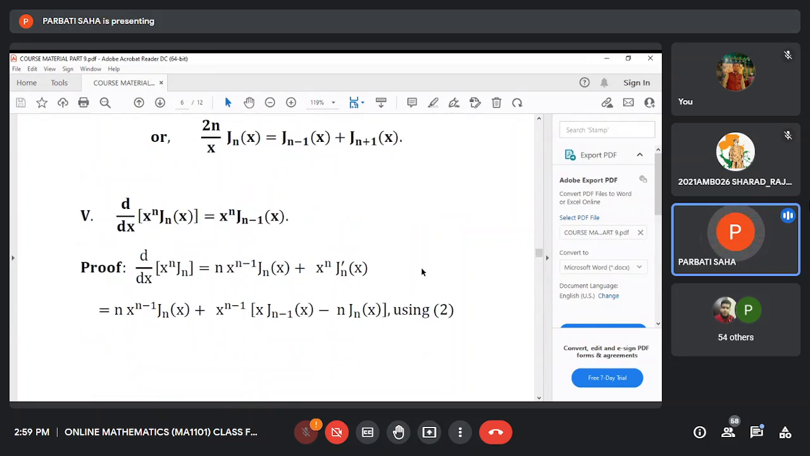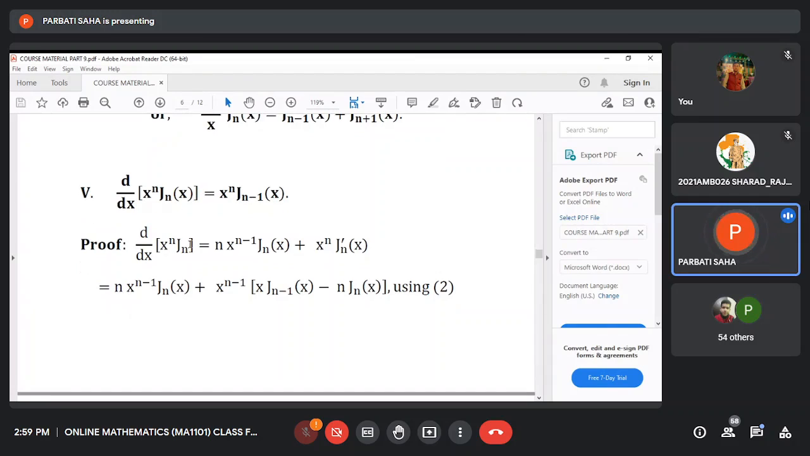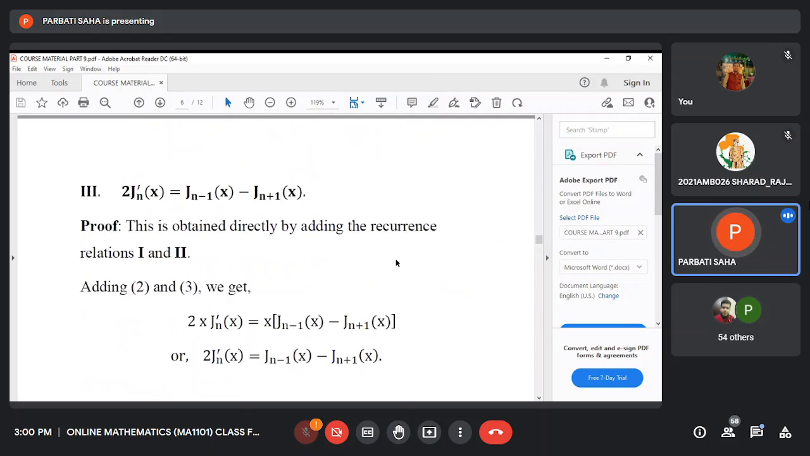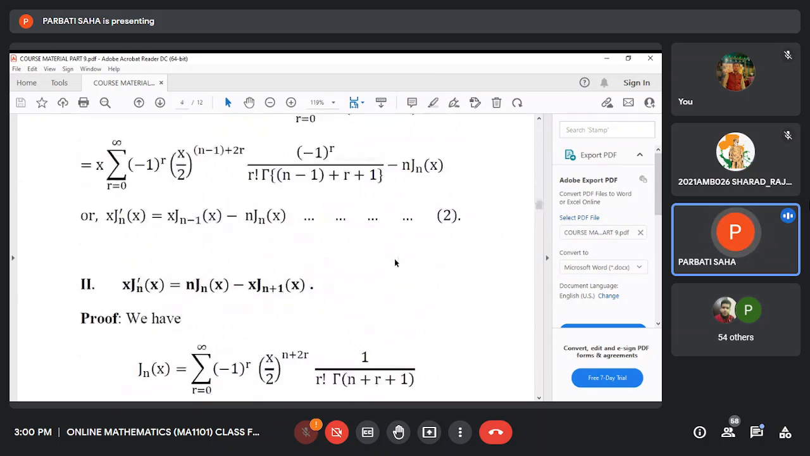Another proof, you see. What is the observation? d/dx of this product of two, x to the power n J_n(x). If you differentiate this product, then first you differentiate x to the power n with respect to x, then it is n x to the power n minus 1 J_n(x), plus x to the power n into the derivative of the second term, that is J_n'(x). Now already you have computed J_n'(x), so you can use 2. We can use 2 here.